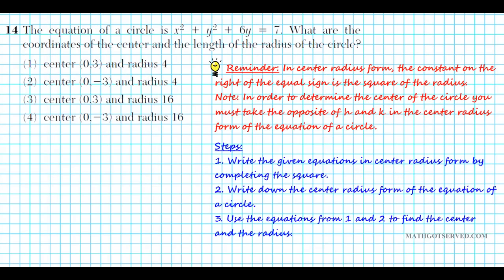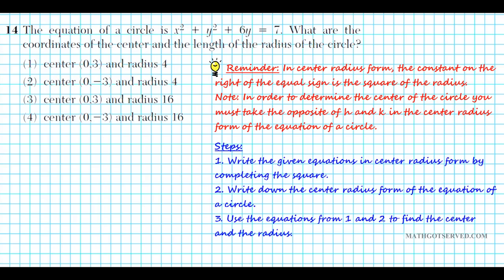All right, let's take a look at problem 14. It reads, the equation of a circle is x squared plus y squared plus 6y equals 7. This is known as the general form of the equation of a circle, okay? Question, what are the coordinates of the center and the length of the radius of the circle?